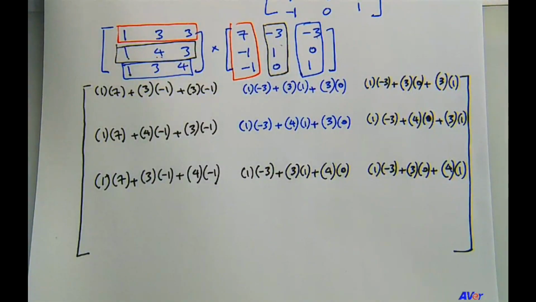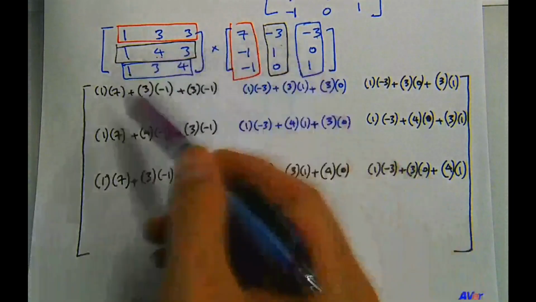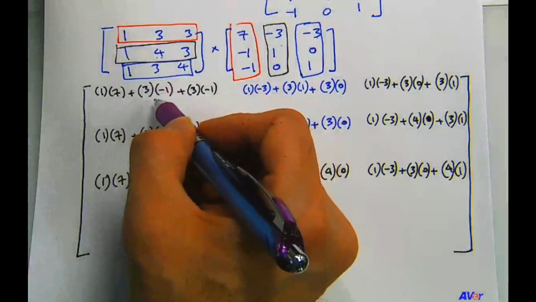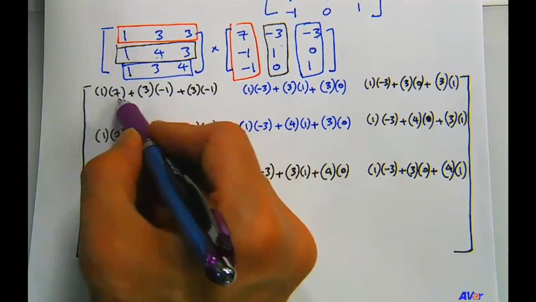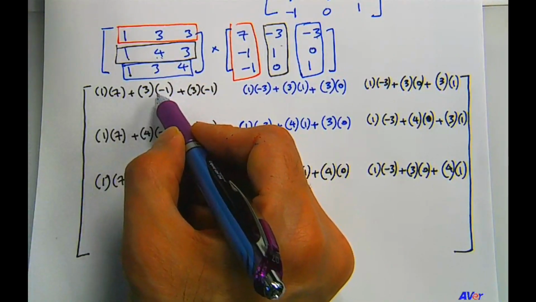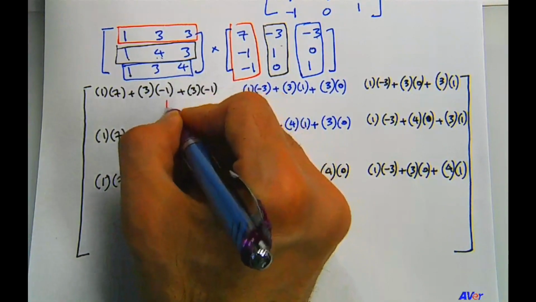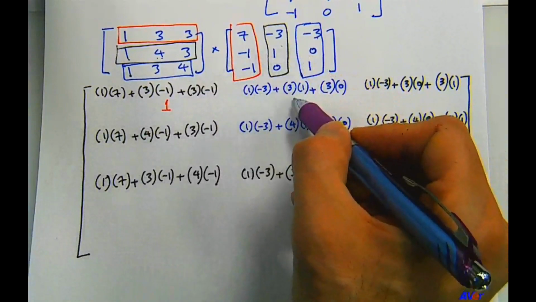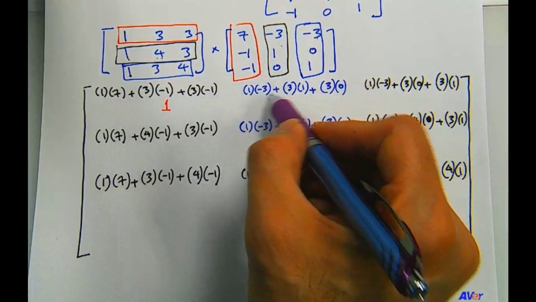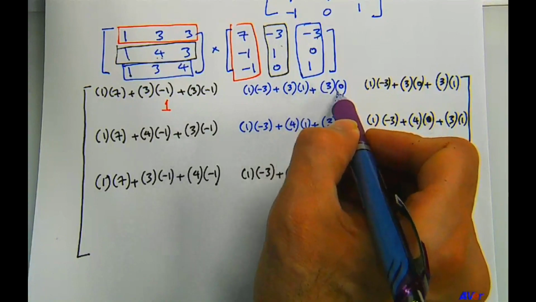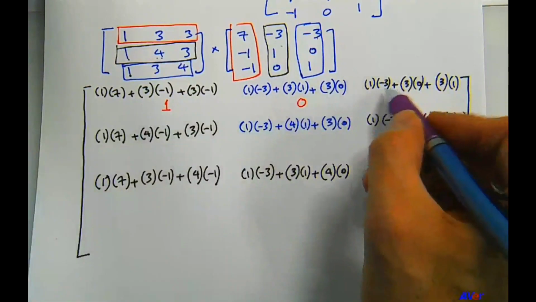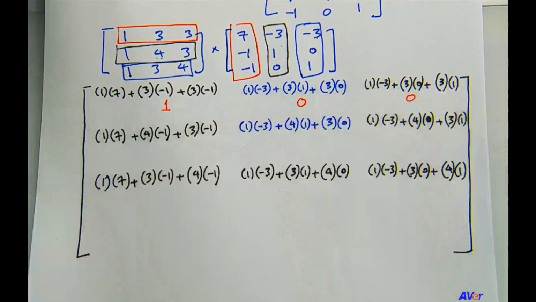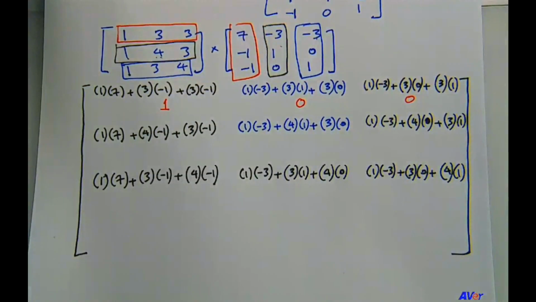Okay, so if the two are inverses of each other, we should get the identity matrix. So let's see if we get 1 in this spot. 7 minus 3 is 4. 4 plus negative 3 is definitely 1. So far so good. We should get a 0 in this spot then. Negative 3 plus 3 is 0. 0 plus 0 is 0. Good. So minus 3 plus 0 is minus 3. Plus 3 is 0 again. And that is good so far.